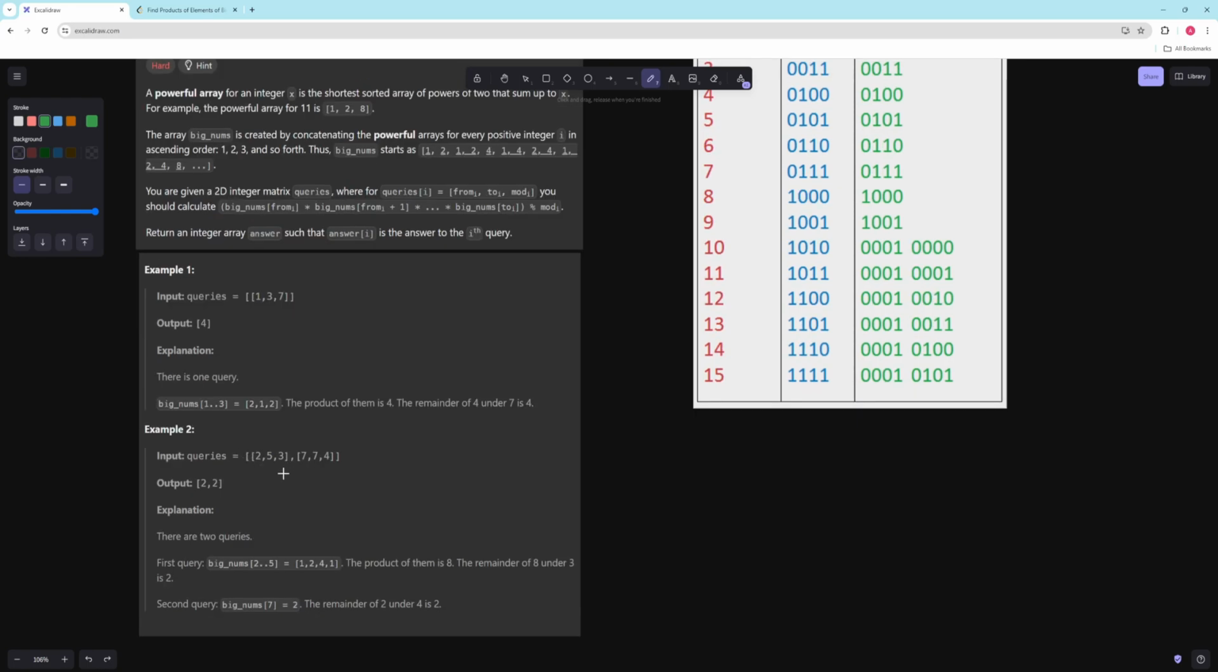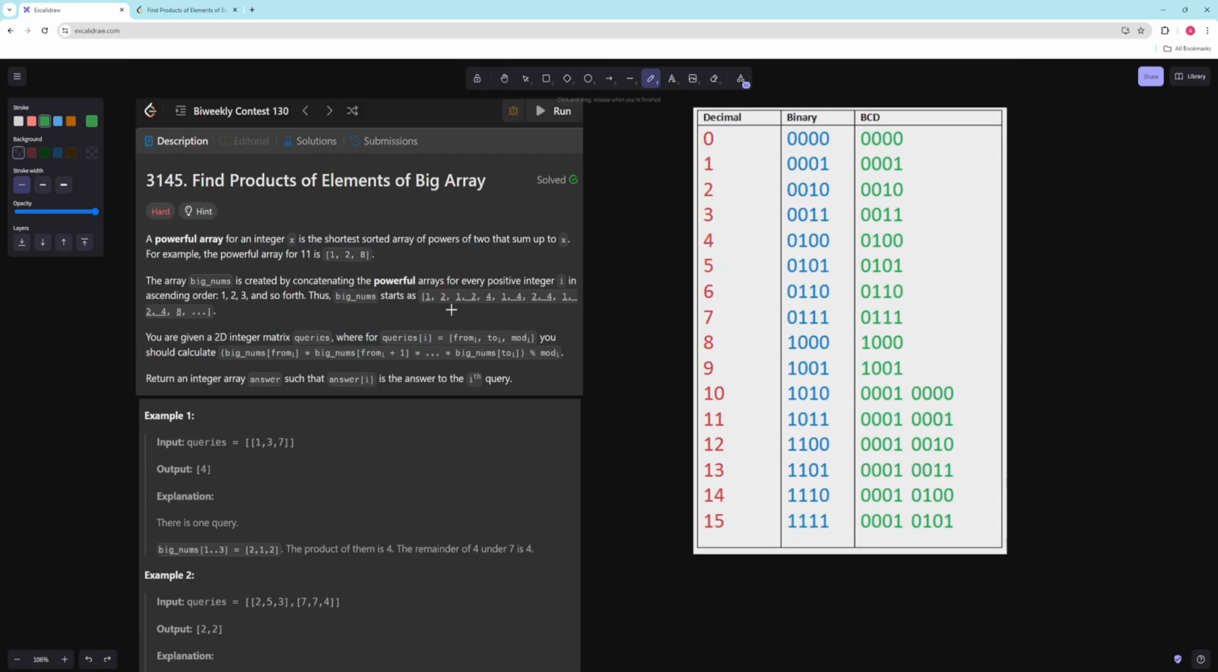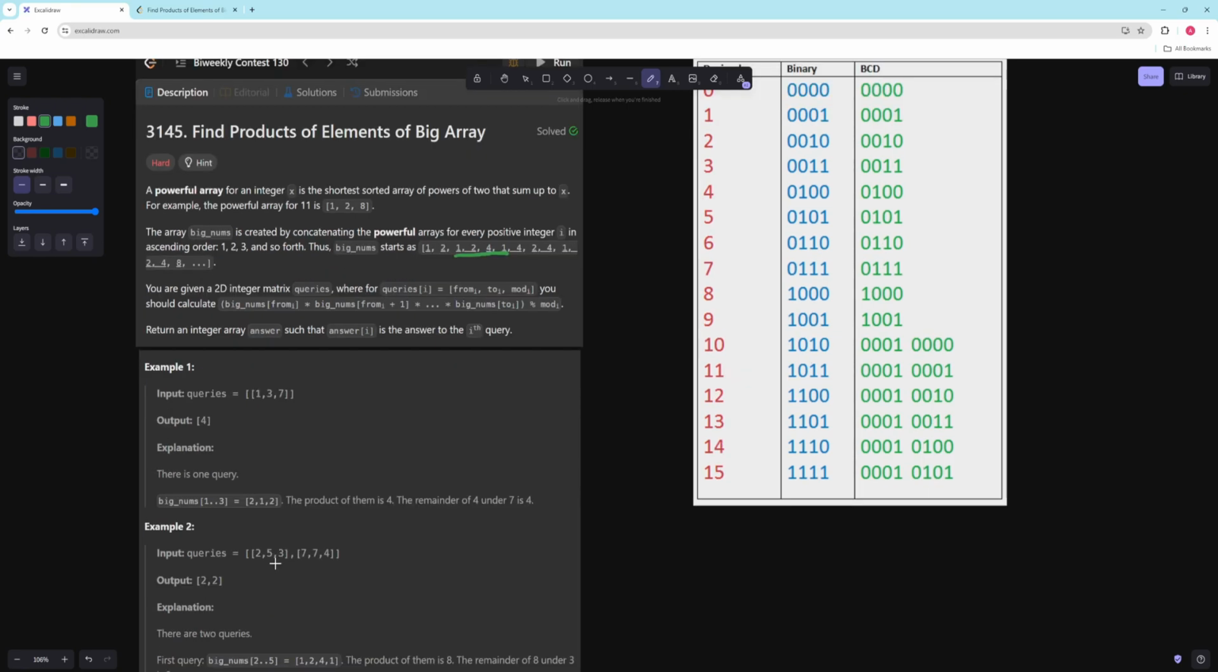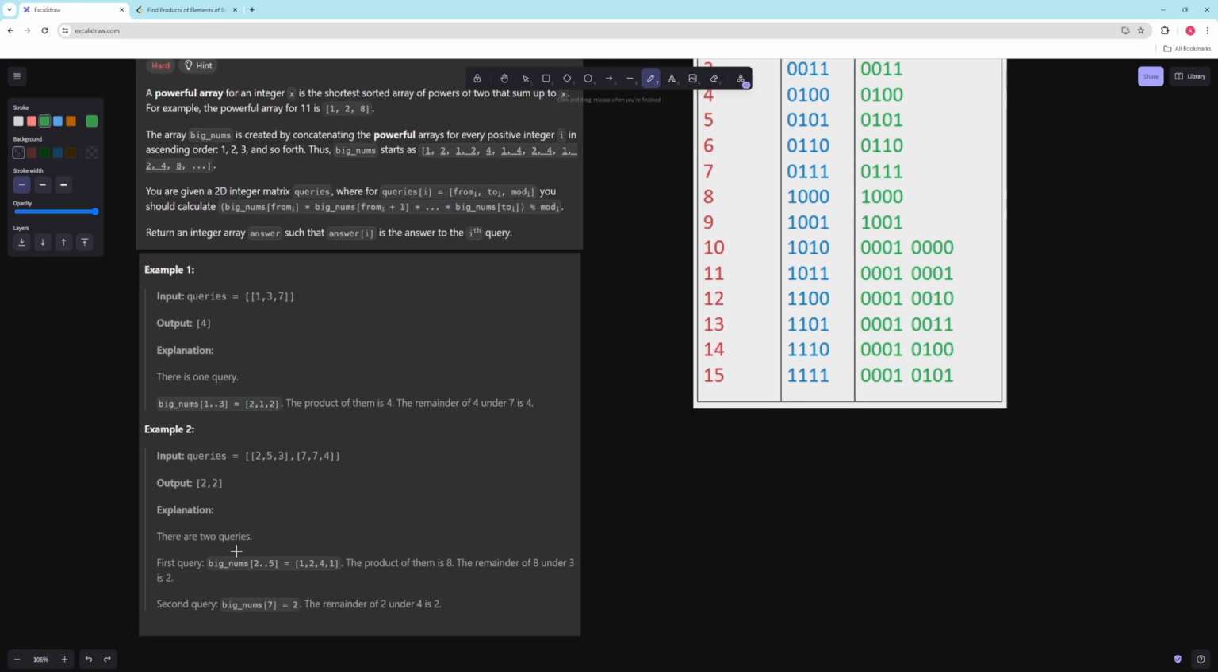In the second example, they have 2 queries. So 2 to 5 is here, to here. So this is just 8 modded by 3, which is 2. And then 7 is 1, 2, 3, 4, 5, 6, 7. So that's just 2 modded by 4, which is 2.